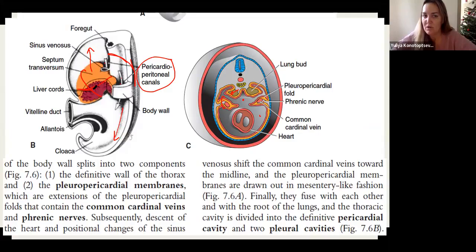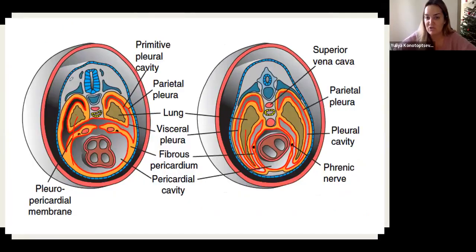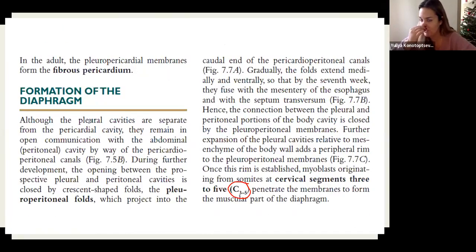And then later, because the heart is going to be right on top of it, right? Later, when the heart descends, it pushes down your entire septum transversum. As a result, all of your arteries and nerves are elongating here as well. Okay, so that's kind of the explanation. But remember that the innervation of the diaphragm is C3, C5.